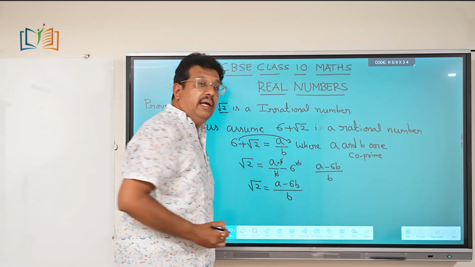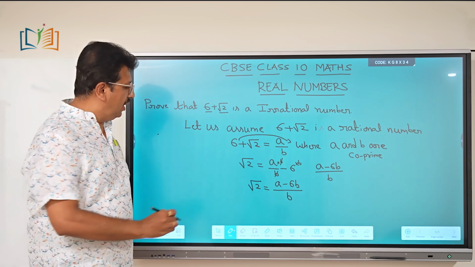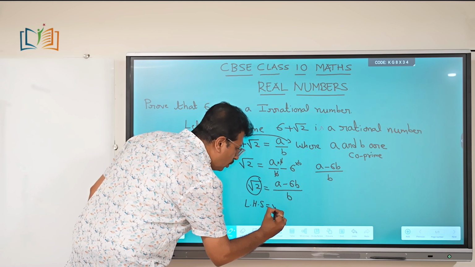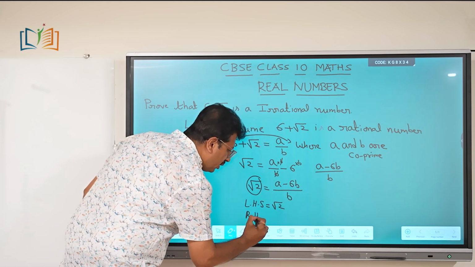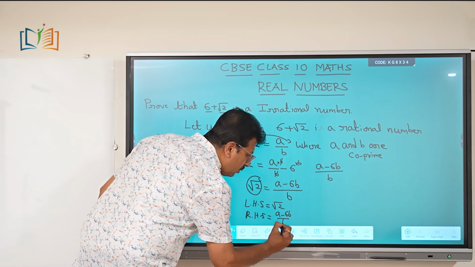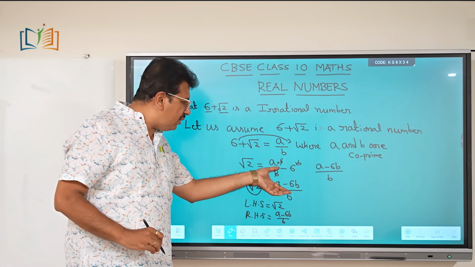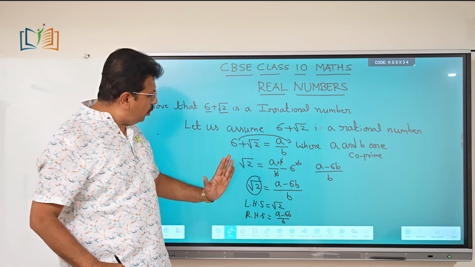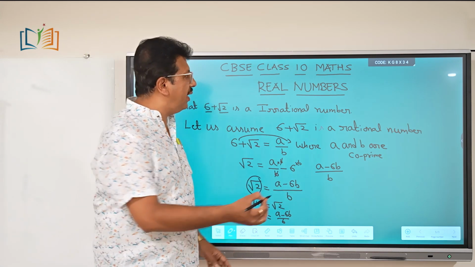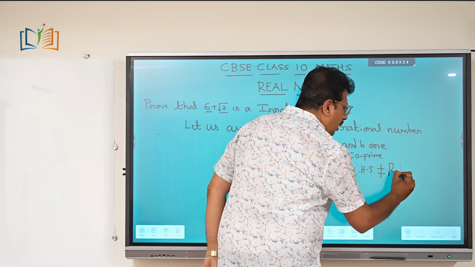Okay, fine. A minus 6b by b, we got it. Root 2, we got it. You can see the left hand side, root 2, LHS. LHS is root 2 and RHS is a minus 6b by b. So what do you understand from LHS and RHS? LHS is an irrational number and RHS is a rational number. So both left hand side and right hand side are not equal at all.